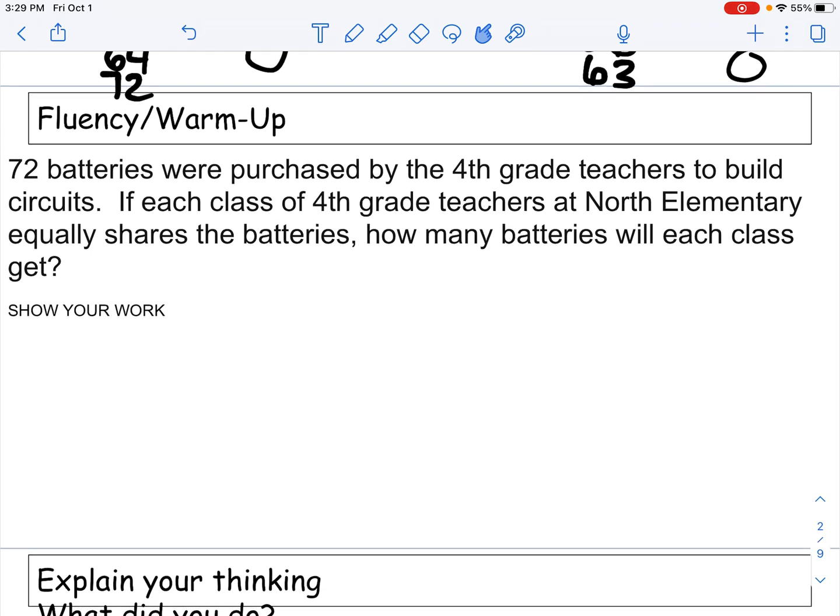All right. Problem solving. 72 batteries were purchased by the 4th grade teachers to build circuits. If each class of 4th grade teachers at North Elementary, and that's this year, so be thinking how many classrooms are at North Elementary in 4th grade, not teachers, equally shares the batteries, how many batteries will each class get? So we're talking about batteries. We got 72 that were purchased.